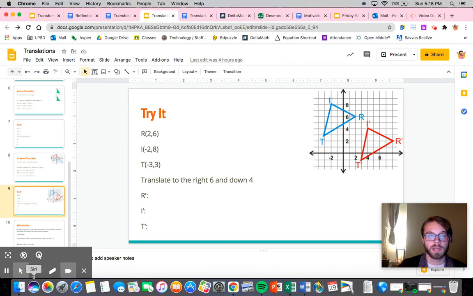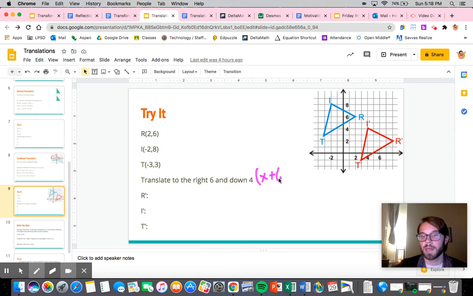All right, so let's do this one. I'm going to the right 6 and down 4. So if I'm going to the right 6, I add 6 to all my x values, and if I'm going down 4, I subtract 4 from all my y values. All right, so 2 plus 6, and then minus 4. So 2 plus 6 is 8, and then 6 minus 4 is 2.